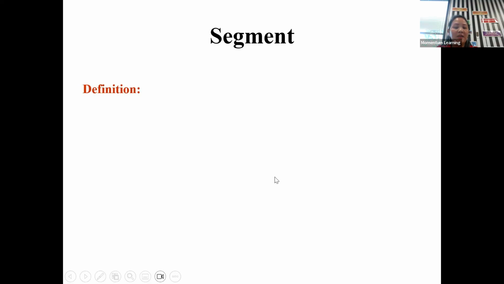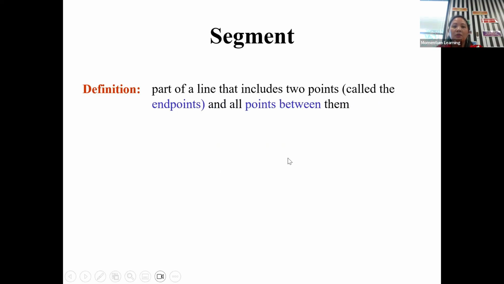So what is a line segment? Again, we always start out with the definition and we hold the definition true. So what do we have? It's part of the line that includes 2 points. It's called the endpoint and all the points in between them.